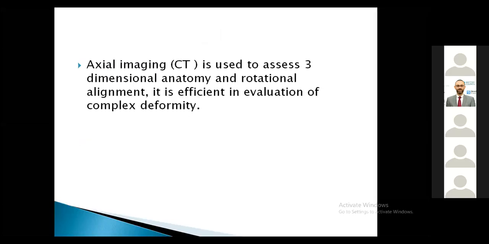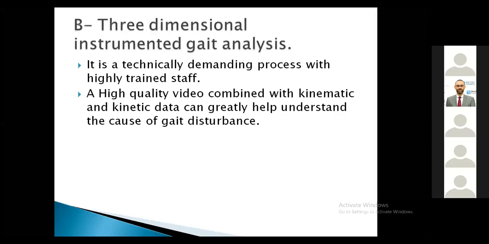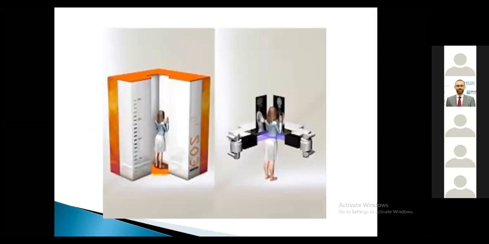Axial imaging is used to assess 3-dimensional anatomy and rotational alignment. It is efficient in evaluation of complex deformity. 3-dimensional instrumented gait analysis is a technically demanding process with highly trained staff. High quality video combined with kinematic and kinetic data can greatly help us understand the cause of gait disturbance.